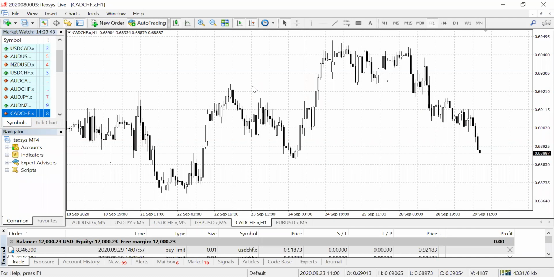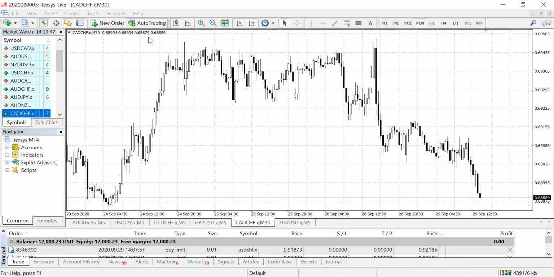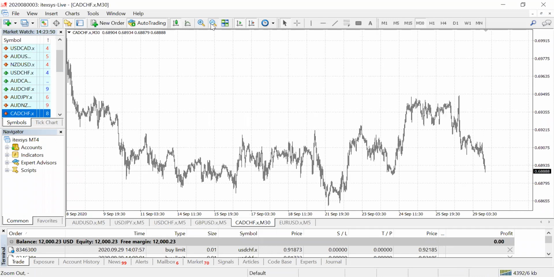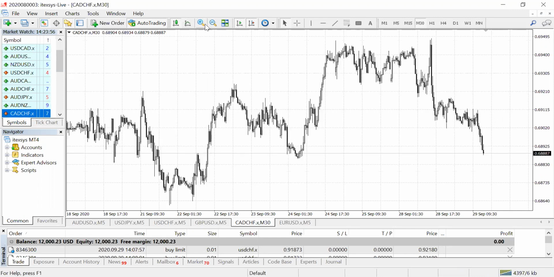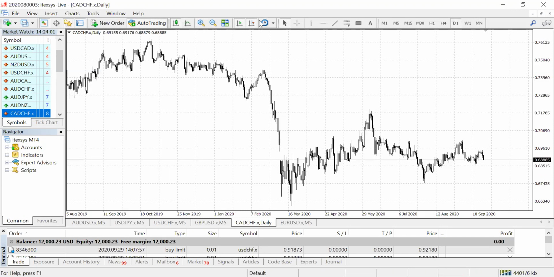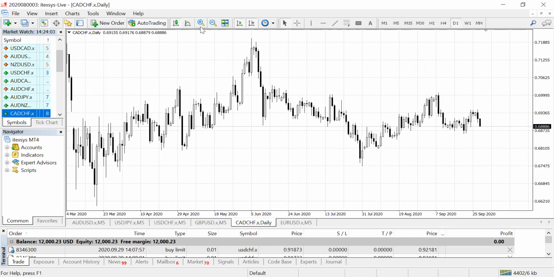What's my opinion on Cat Frank? So we're on Cat Frank. What I see is we're moving sideways. I don't see any clear bias, but I do see this pivot high and then this lower pivot high on the daily chart. So I would expect a little bit of continuation of this movement on the daily.